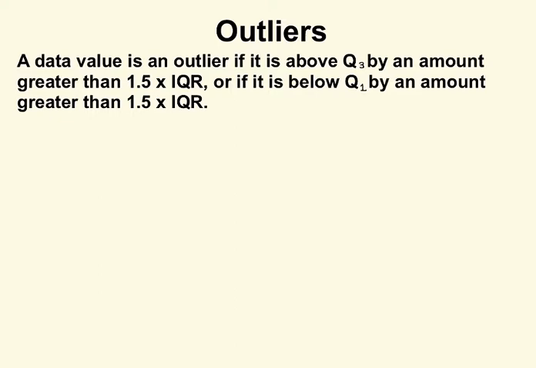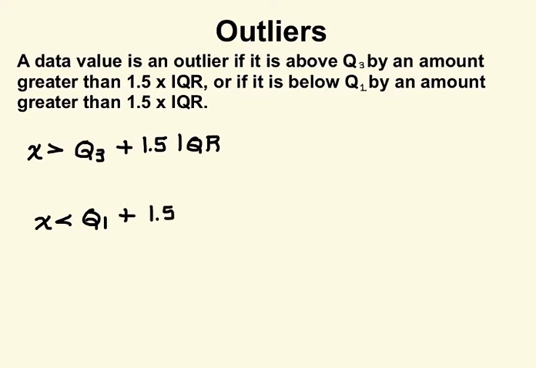It just doesn't follow the overall trend. And we know that we have an outlier if we have a value x that is greater than either Q3 plus 1.5 times the interquartile range, or if we have a data value that is less than quartile 1 minus 1.5 times the interquartile range. So basically, let's put this in.